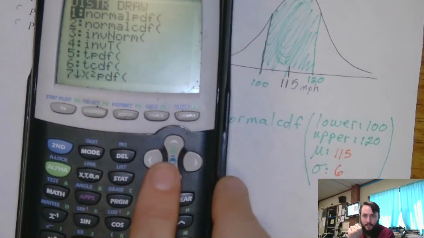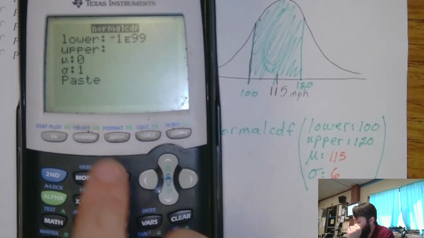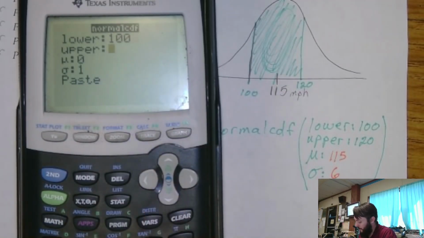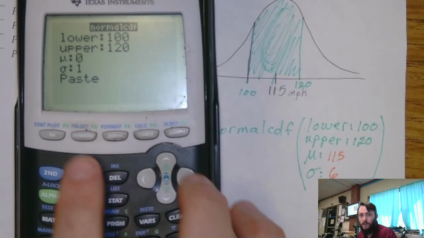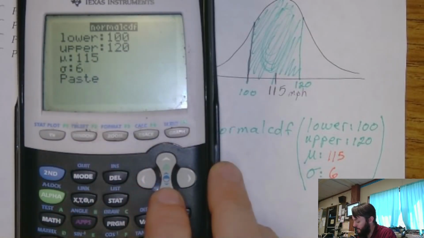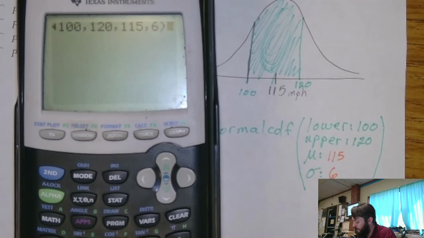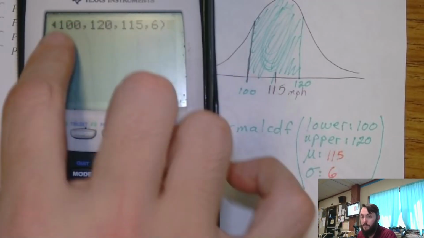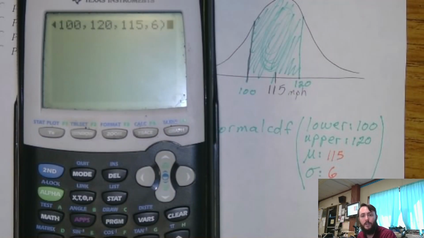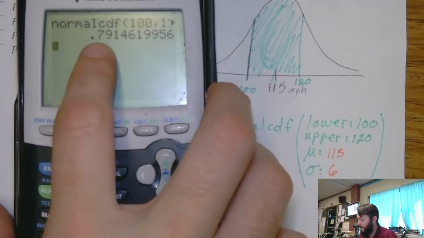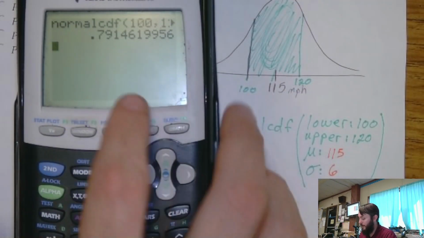Now, normal CDF is number 2. We press that. Our lower was 100, upper was 120, mean was 115, standard deviation was 6. Paste, because it pastes it wherever we were last. It doesn't execute it, which means we needed to make sure that the screen was clear before we did this. Enter. 0.7915.